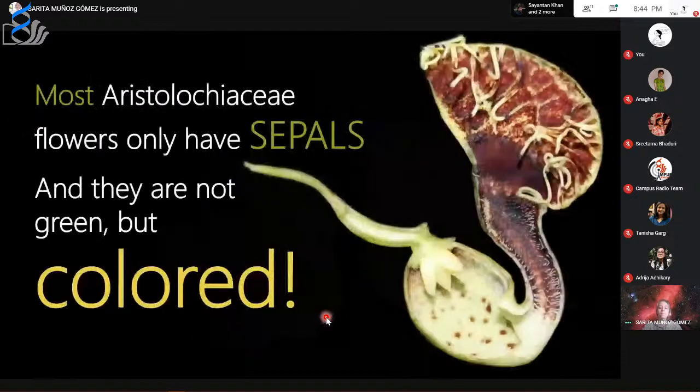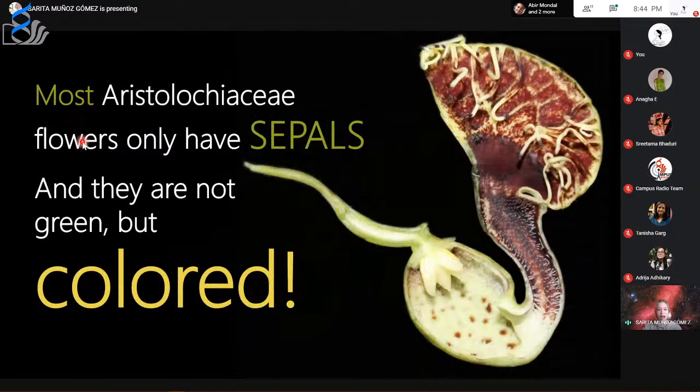But in the Aristolochiaceae family, most flowers are actually composed of only sepals, and those sepals are not green. They are very, very colorful and can have patterns.